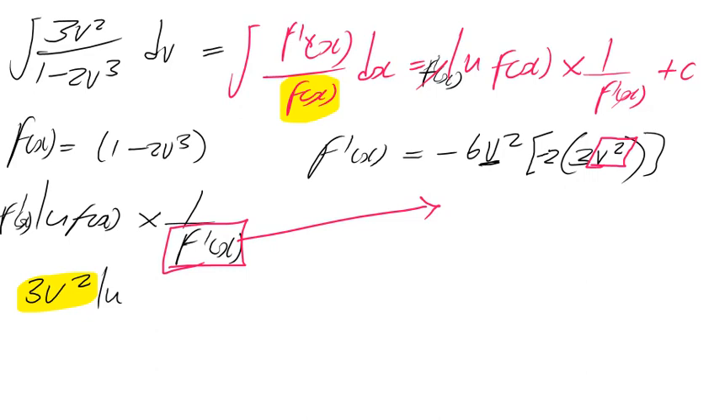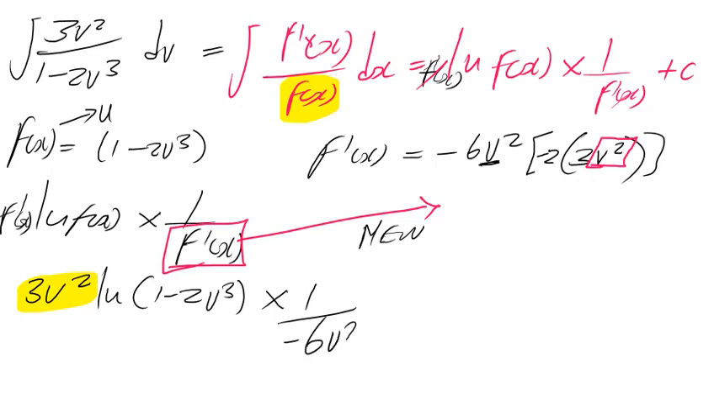So you're going to say ln f of x. What is my f of x? F of x is 1 minus 2v cubed, times 1 over the new f prime that I got. They normally say let f of x equal u, so you can use the u method here if you want to. So let's just write minus 6v squared. Now you're going to divide the like terms. This can be written as 3v squared over minus 6v squared. You see the reason why I said the numbers don't really matter. What matters is that they must cancel. The numbers will always divide.